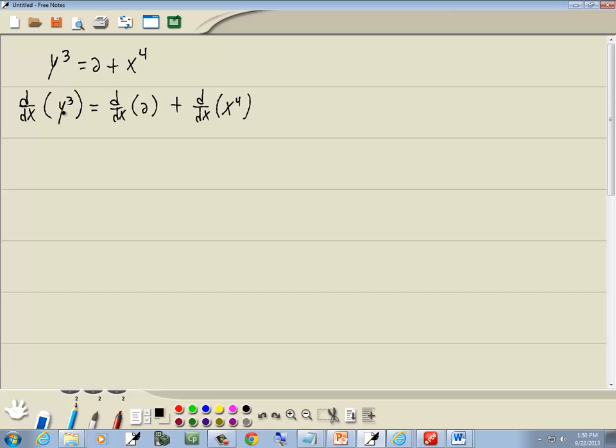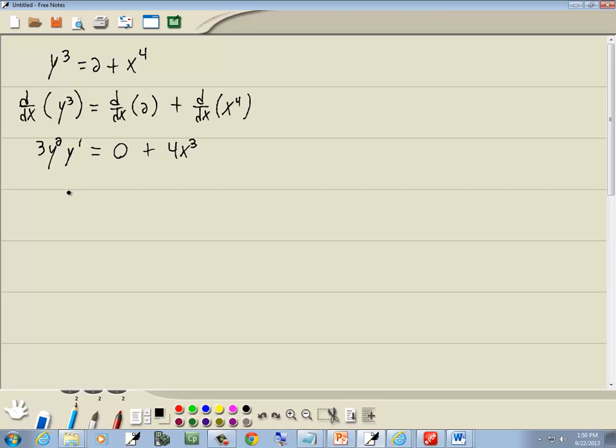Well, if you've got a y, you just take the derivative like normal. So y to a power: take your power, put it out in front, lower it by 1. But since you're taking the derivative with respect to x, and it's really y, we have to put on a y prime. The derivative of 2 is 0, so that drops away. The derivative of x to the fourth gives us 4x to the third.